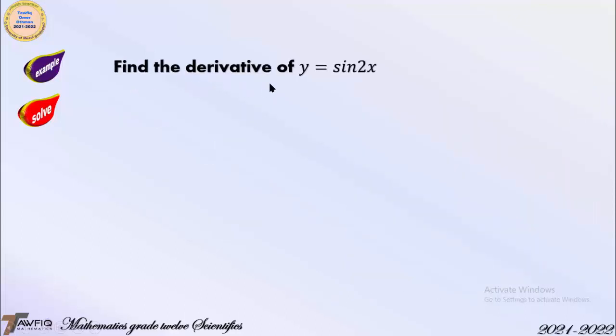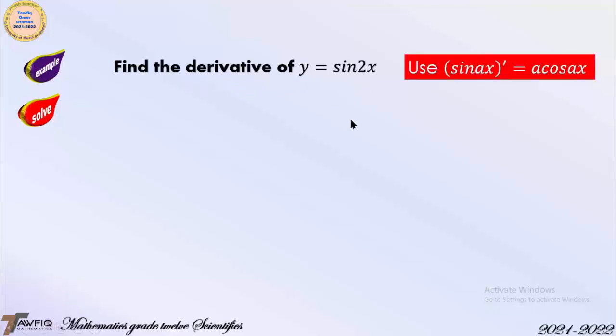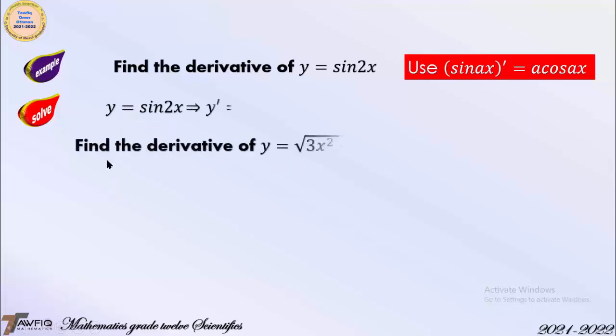Find the derivative of y equals sine 2x. Here we can use a rule: the derivative of sine ax is equal to a cosine ax. Y is equal to sine 2x. Then y prime is equal to, first of all, take the derivative of the angle, which is 2x. The derivative of 2x is 2. Then the derivative of sine is cosine. Write the angle as it is.